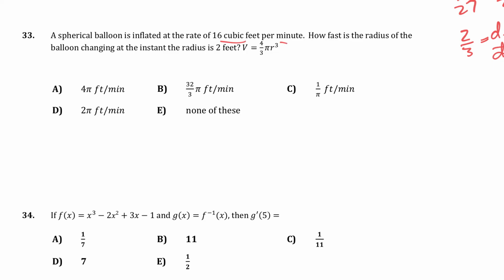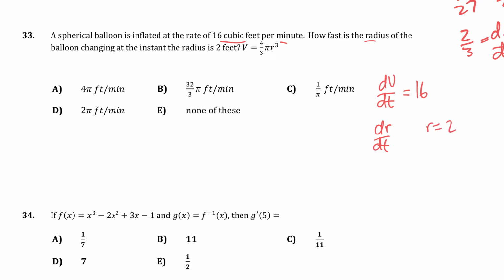So dV/dt is 16 cubic feet per minute, and we're trying to find out how fast is the radius of the balloon changing. So what's that rate? So what is dr/dt with respect to time? And when the radius is at 2 feet.